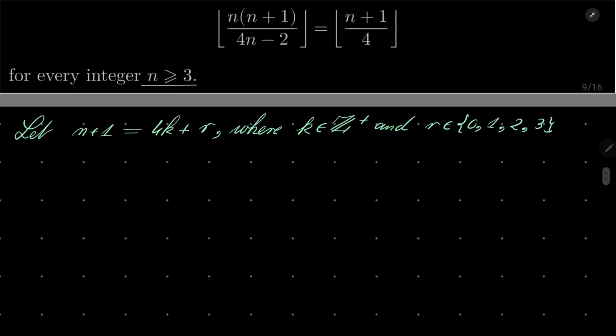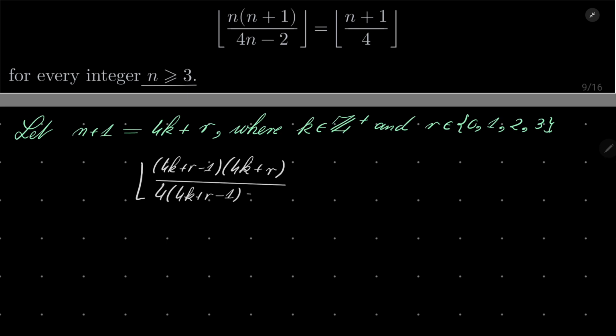And now let's transform our equation. So, we have the following. Instead of n, I can write 4k plus r minus 1. Instead of n plus 1, I have 4k plus r. And in the denominator, I have 4 times (4k plus r minus 1) minus 2. Close our floor. And on the right hand side, we have floor of k plus r over 4.